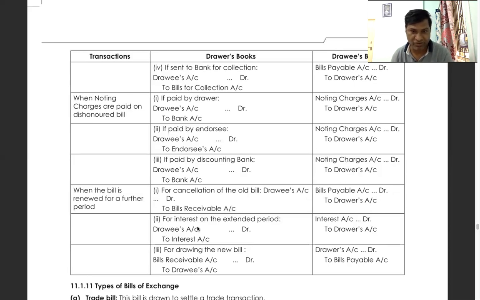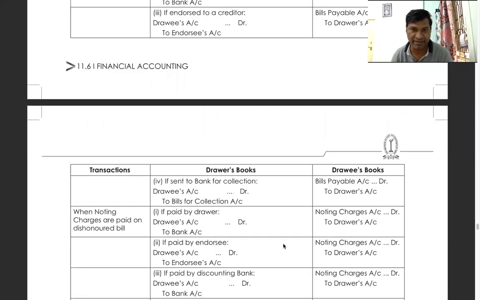For the interest on the extended period, drawee's account debit to interest in the books of drawer, but in the books of drawee, interest account debit to drawer. And for drawing the new bill, bill receivable to drawee's account, drawer to bill payable account, just as we have done in the beginning, a fresh bill.